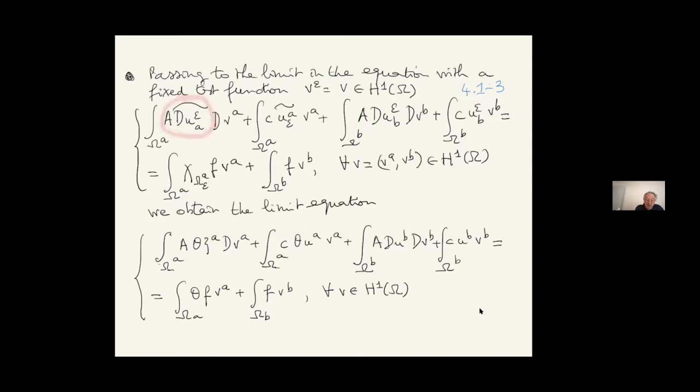This term converges to theta xA here. This term converges to theta UA here. Gradient U epsilon B converges to gradient of UB. U epsilon B converges to UB. Okay, this term is fixed, and this converges to theta. Hence, we have passed to the limit in the equation with the new variables theta xA and UA and UB here. Okay, perfect.